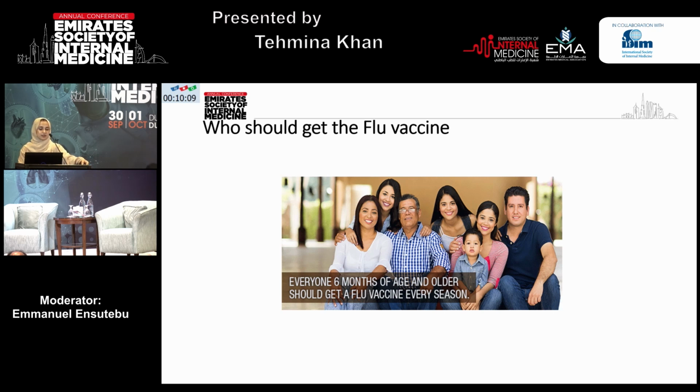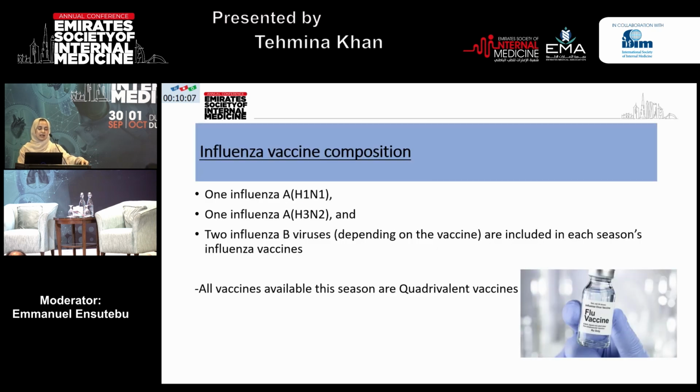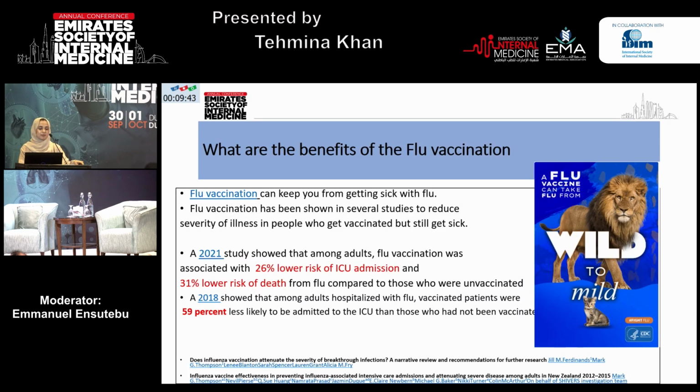Everyone 6 months and older should get the flu vaccine every season. And the influenza vaccine composition is two of the influenza A viruses, one is H1N1 and the other is H3N2, and two influenza B viruses are included in each season's flu vaccines. And all vaccines available this season are quadrivalent vaccines. What are the benefits of getting the flu vaccine?